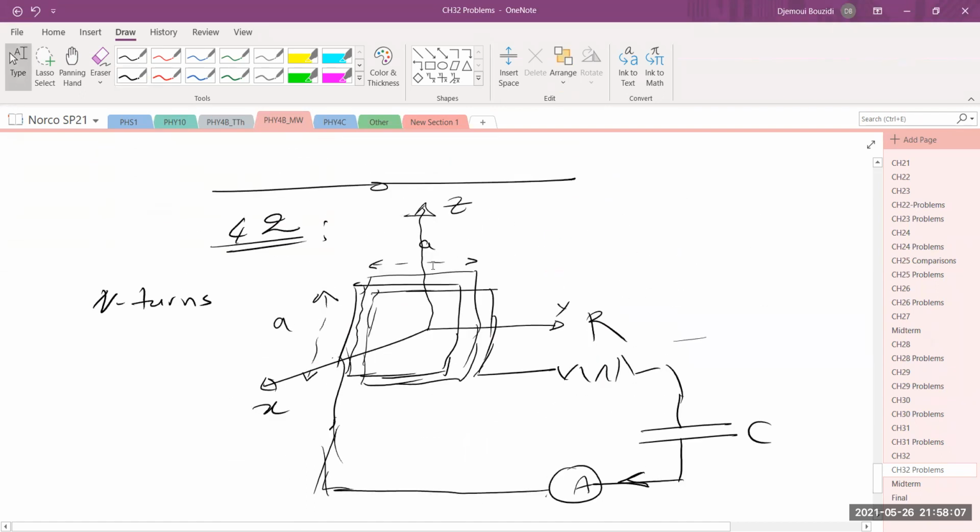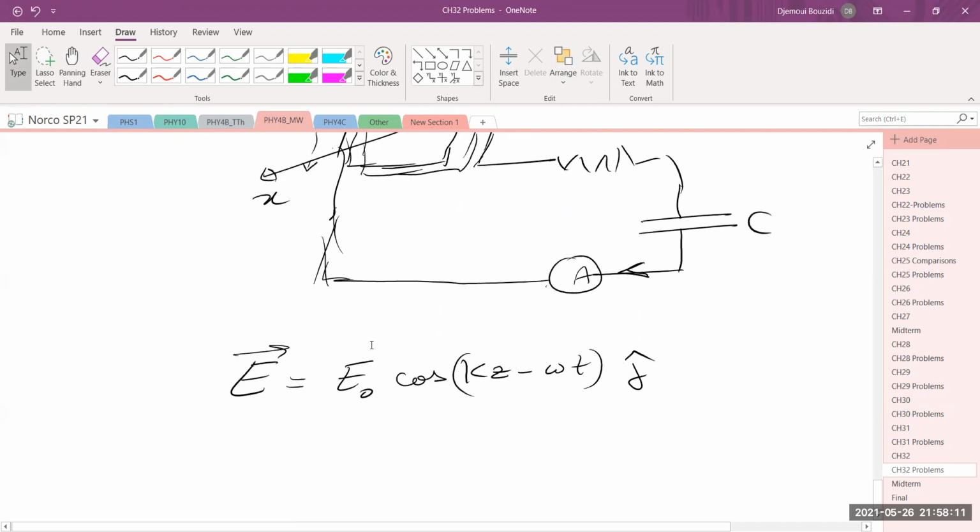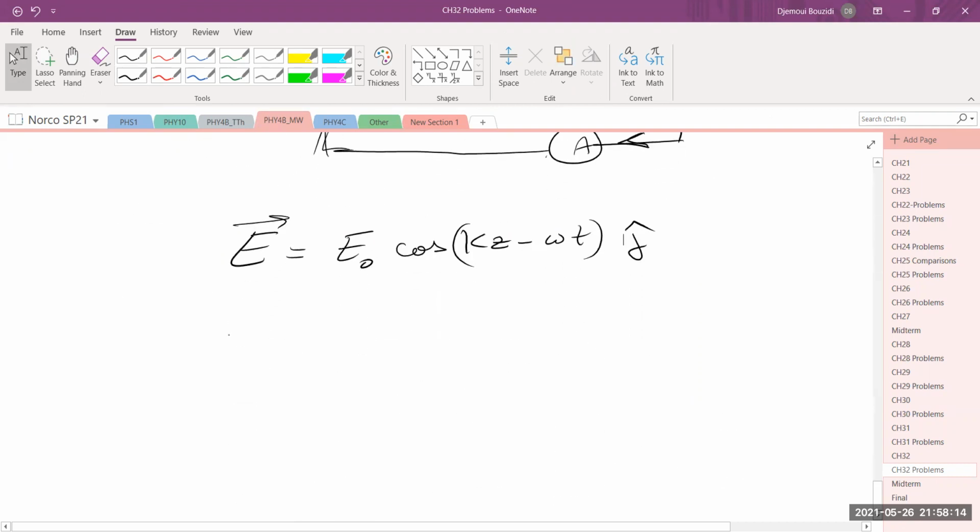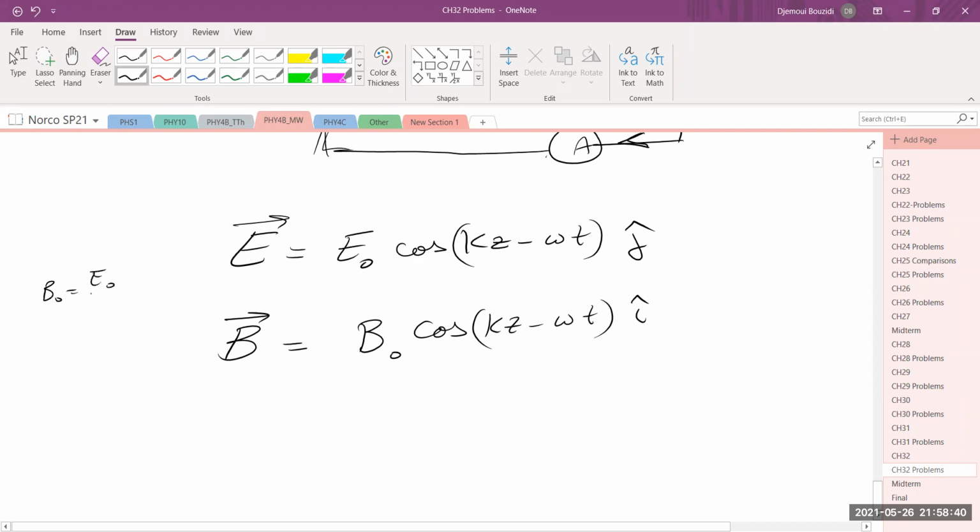The magnetic field then cannot be in the z direction. The magnetic field can only be in the x direction. So B immediately has to be, because B is perpendicular to E and perpendicular to the direction of motion of the wave, B naught with the same temporal and spatial dependence as the electric field. That's what we saw in lecture. B naught cosine of kz minus omega t, but in the i hat direction, where B naught is E naught over C.